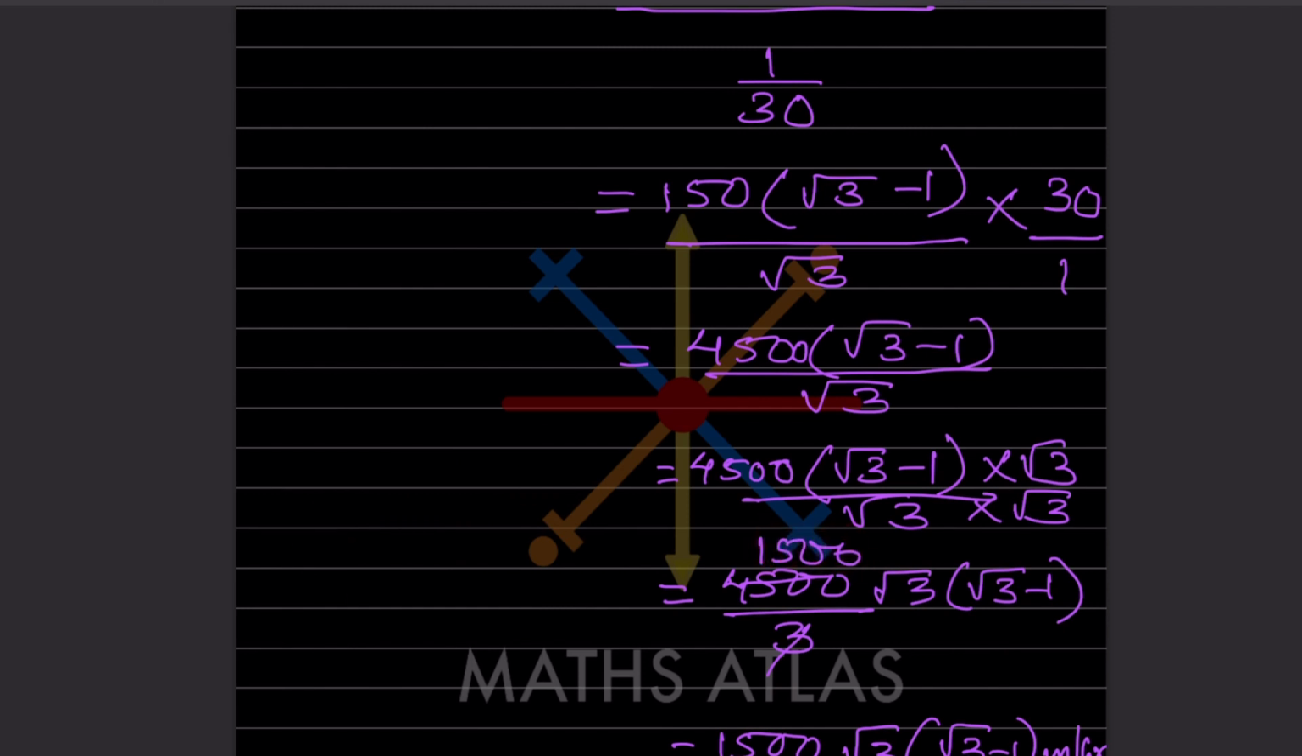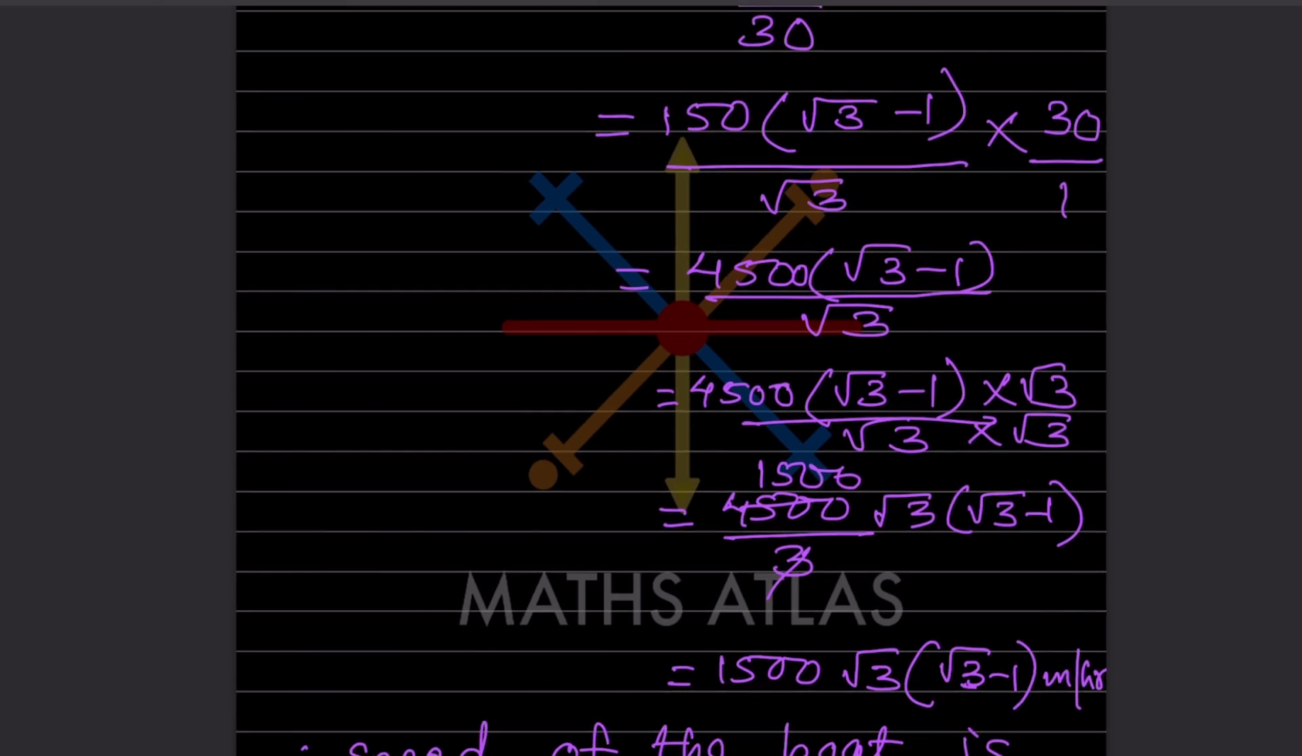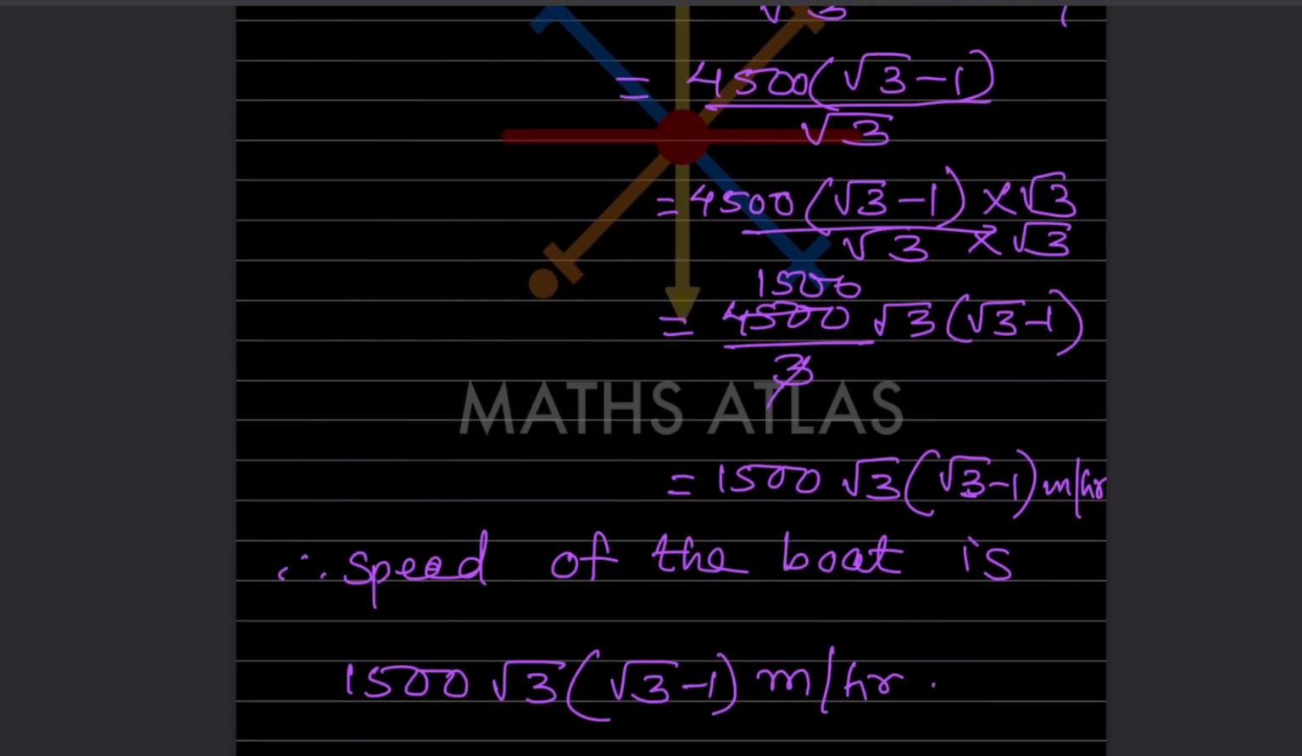You can do the simplification whichever way you feel is easy, you can use your method. So this is as it is, and the unit will be meter per hour, because the distance is given in meters and the time is given in hours. So we can say this is the speed of the boat. By this, we have completed our question.